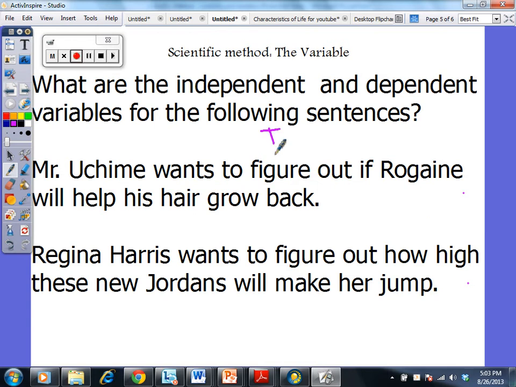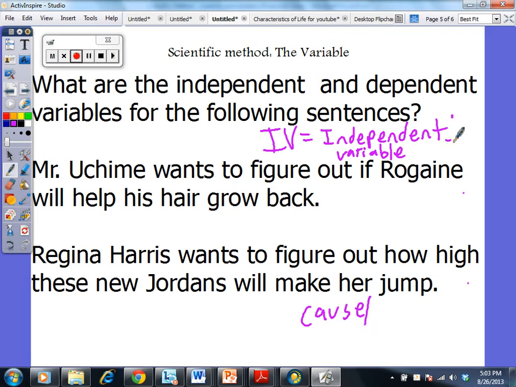The IV, or independent variable, is basically a cause. Sort of like the cause and effect relationship. We'll use that, cause and effect relationship. This gets changed. So the variable that gets changed is the independent variable.